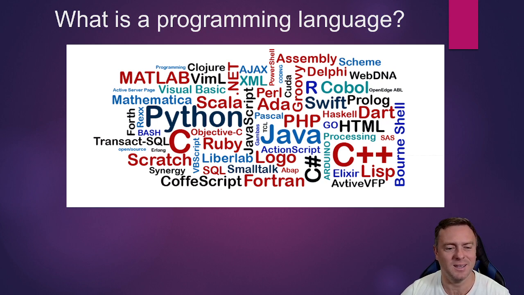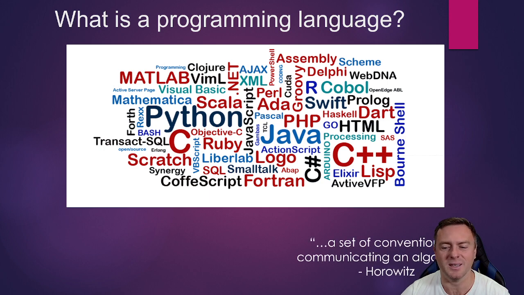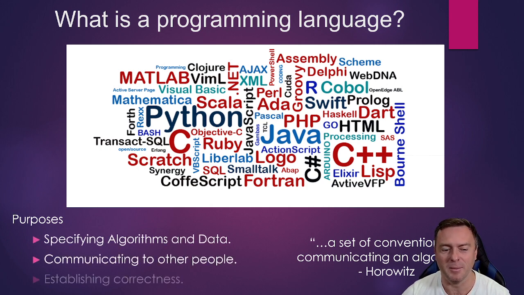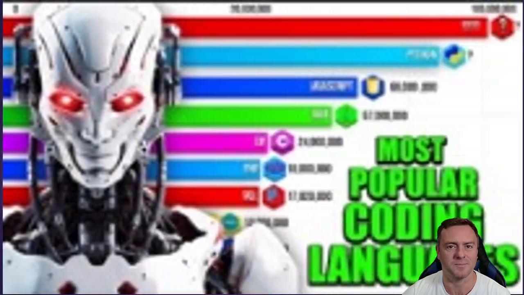So Python, C, C++, Lisp, Java, PHP. There's a whole heap of different languages that are out there. And it's basically a set of conventions for communicating an algorithm. So its purpose is to specify an algorithm in the data, communicating it to other people, and then that helps you establish the correctness of what people understand. So by having this programming language in place, it does help you understand what it means so other people can pick it up and get their head around it.